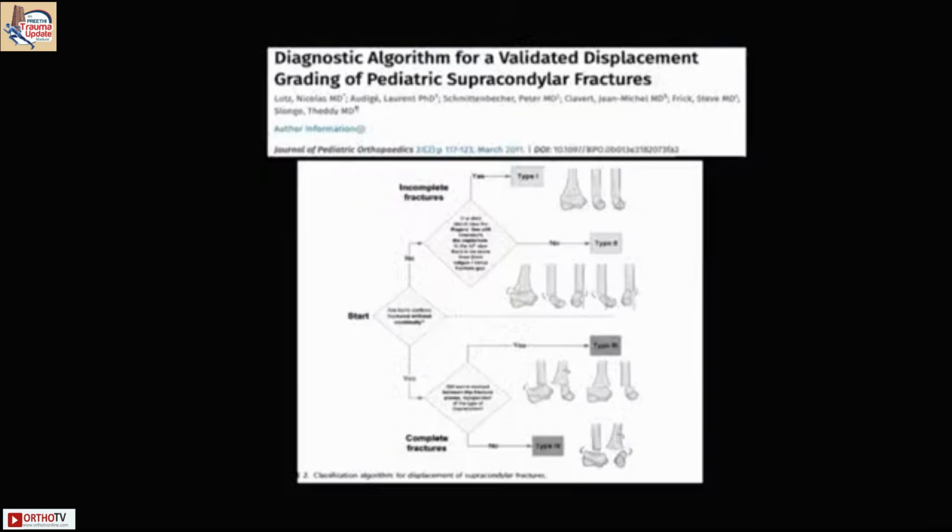This is a very simple algorithm by Professor Tedesco Longo on how to classify the fracture. It will take hardly 30 seconds to classify a fracture based on this algorithm. First, is the fracture complete or incomplete? If the fracture is complete, then is there any contact? If there is some contact in a complete fracture, it's type 3. If there is no contact in a complete fracture, it's type 4. In type 1, the anterior humeral line will cut the capitulum, whereas in type 2, the anterior humeral line won't cut the capitulum, or there will be a varus valgus gap of more than 2 mm.